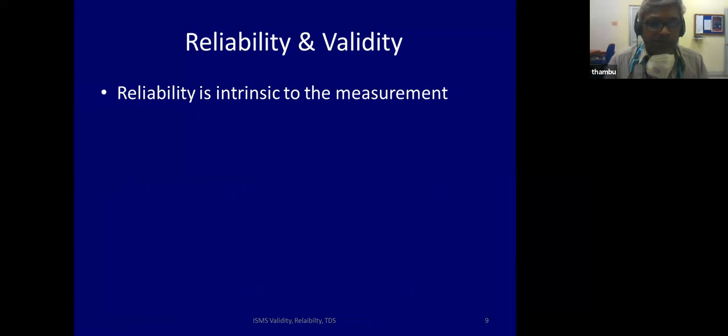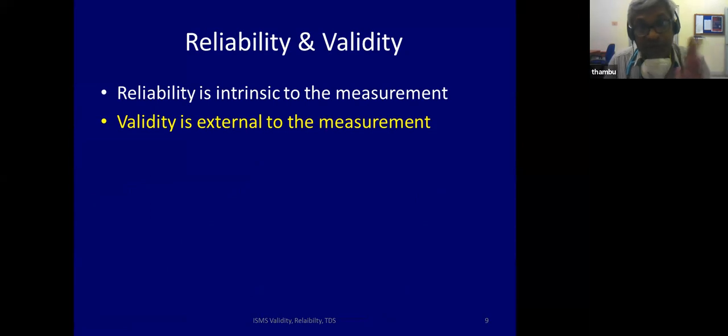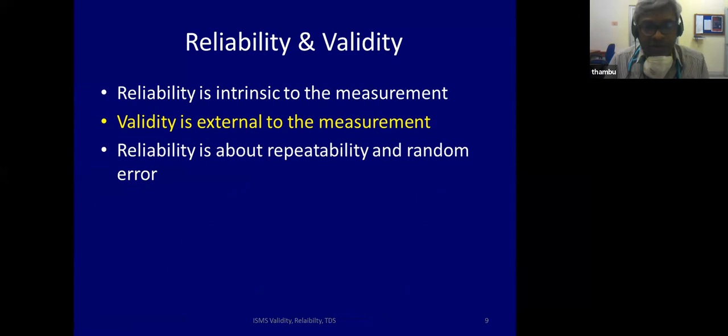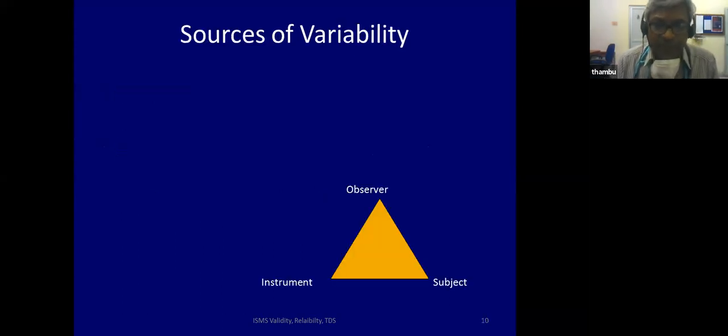Now, as you can notice from this, reliability is intrinsic to the measurement. Validity is external to the measurement because with validity, you're comparing it with the gold standard, something else. Reliability is about repeatability and random error. There'll always be some error in that. That's what reliability is about. Validity, you're talking about the truth and systematic error. Systematically is the value away from what it's supposed to be. So this is about reliability and validity. I hope that is clear.